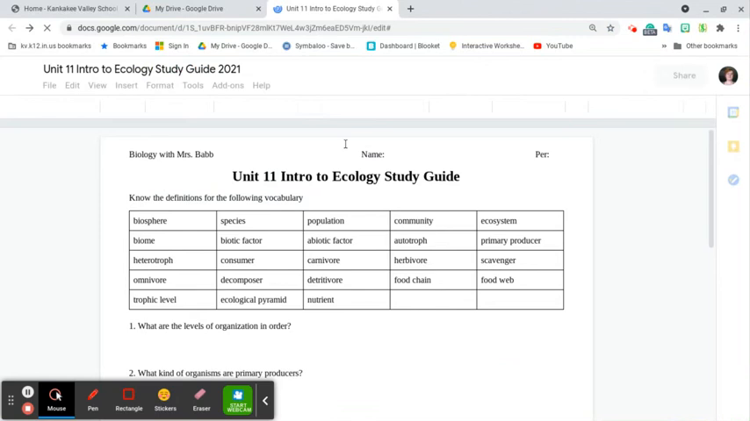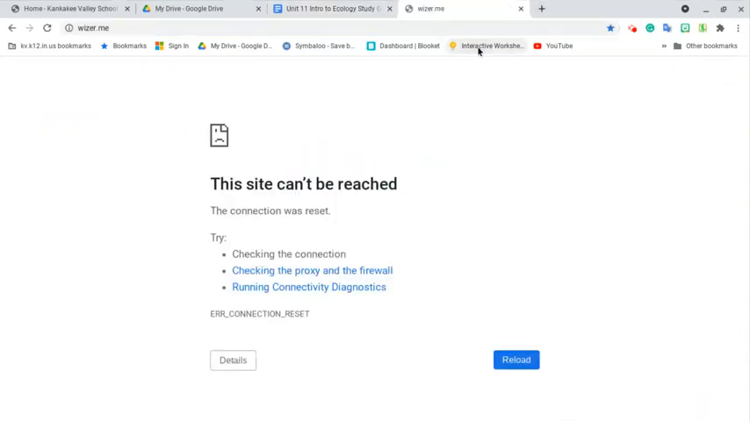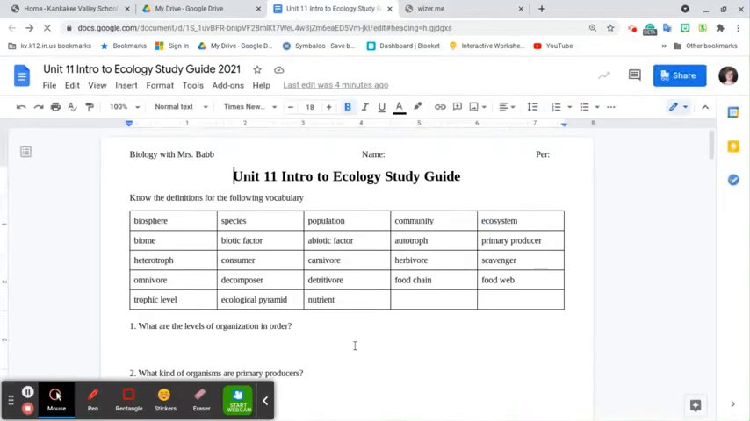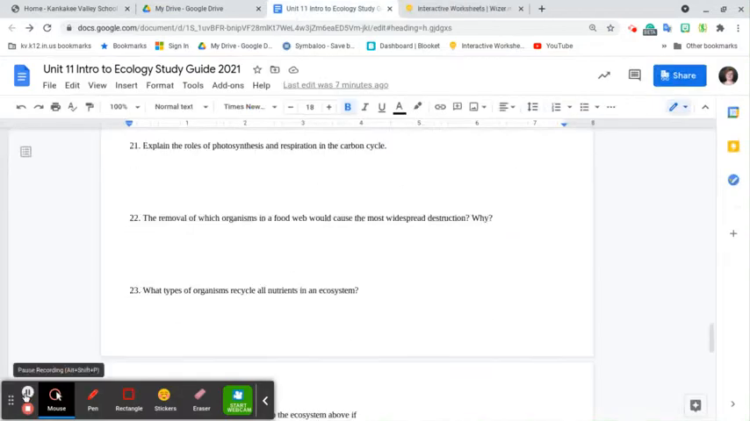Okay, go back. Open interactive worksheets. I'll figure it out. Let's pause. Okay, I managed to get the Wizard Me pulled up.